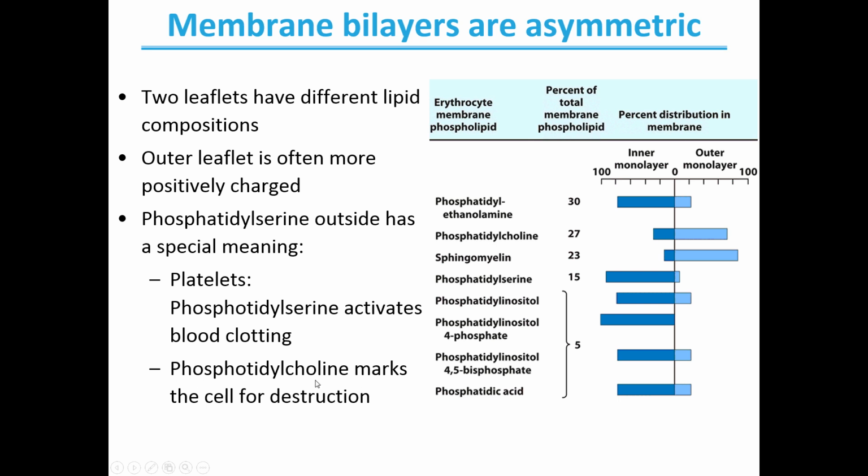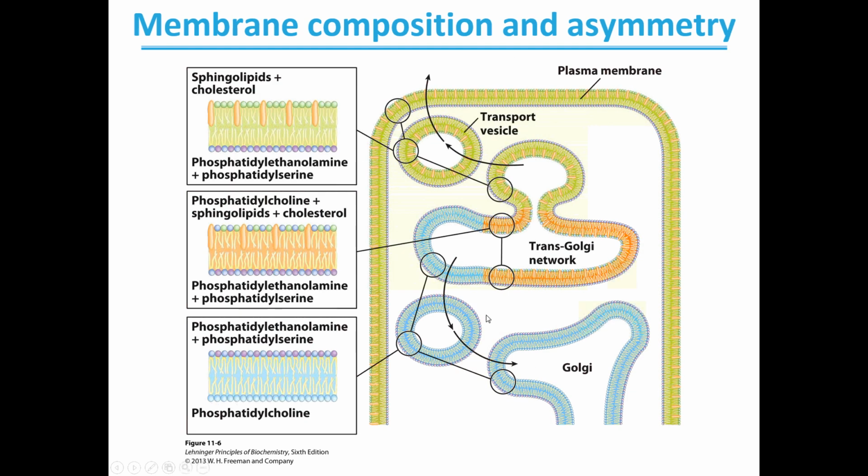Phosphatidylcholine helps to mark a cell for destruction. So in specific cells, phosphatidylcholine is not moved to the outer layer until apoptosis has been signaled. So a lot of communication with the cell and other cells can occur simply by the type of lipid that is being displayed. If we look at this picture, it gives us a nice graphic demonstrating the differences in the type of lipid present throughout the cell.